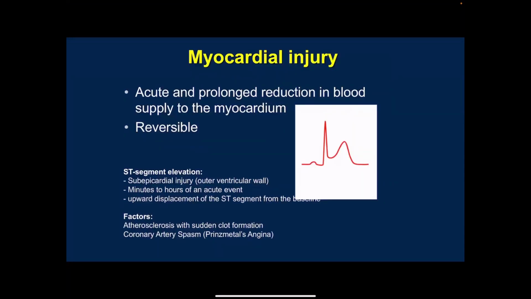Now, this is an ST elevation. So this is the level. You see how it's elevated, it's above the line. So this is an ST elevation, which means that this is a transmural, or the full thickness of the wall is ischemic. We're still at the reversible stage though.